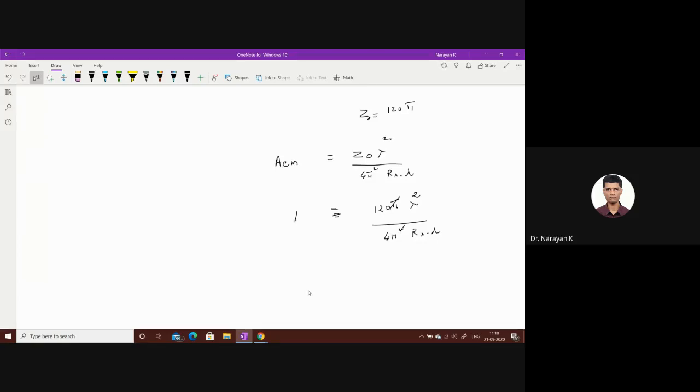Now, yes or no? Yes, sir. So please observe. So 4 ones are, this will be 30. So again you will get here 30 lambda square divided by pi into radiation resistance. Am I right? Yes, sir. Okay, it's 30 also.